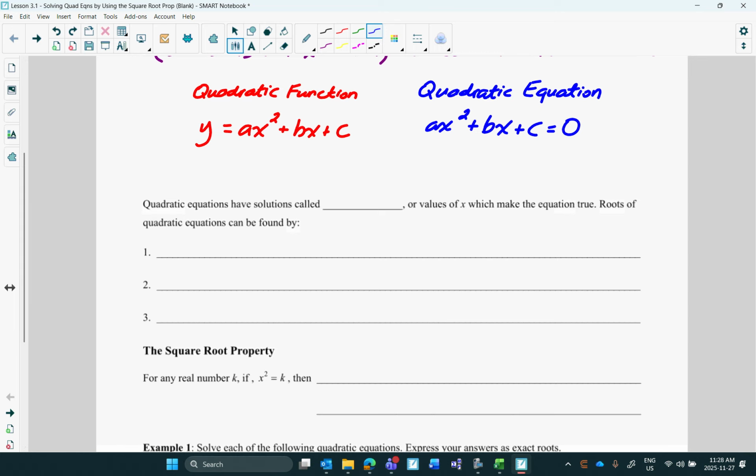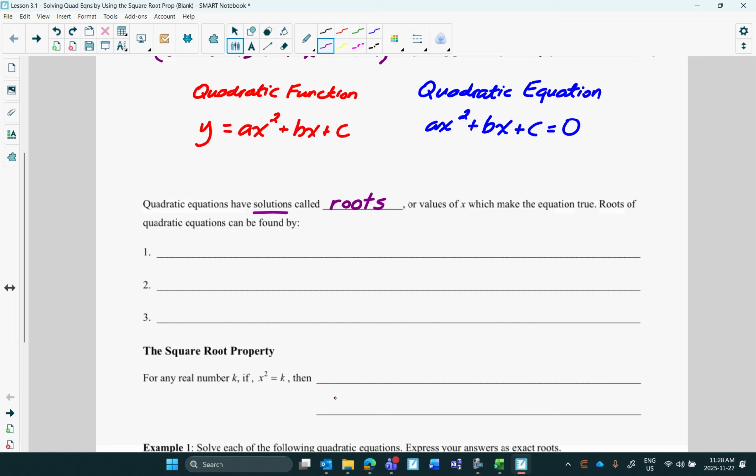When we solve a quadratic equation, the answers are called solutions. But you will also see this quite a bit: roots. Don't confuse this with square roots or cube roots. If you are asked to find the roots of an equation, that's the same thing as solve it. Okay, that means the same thing.